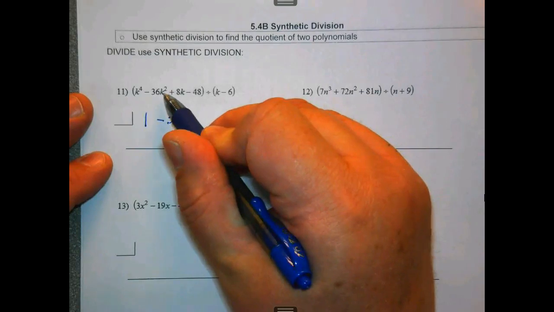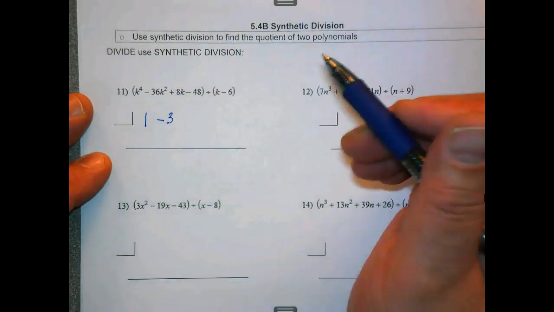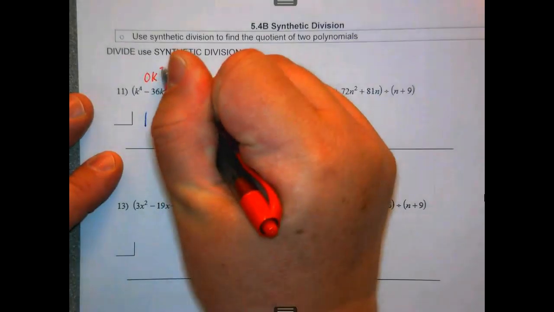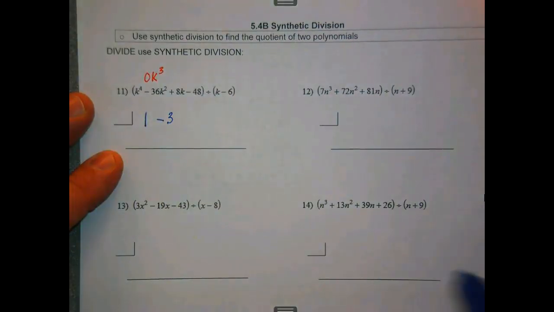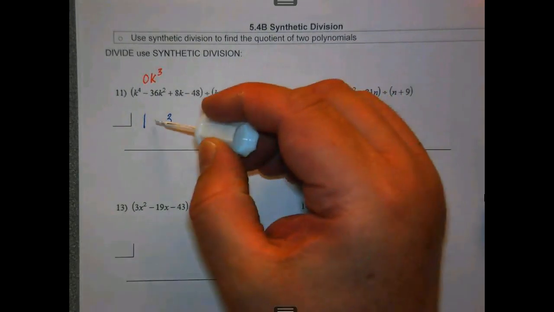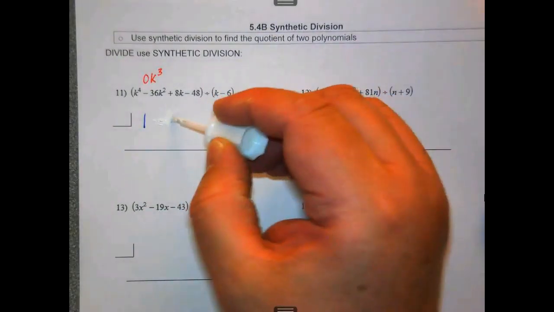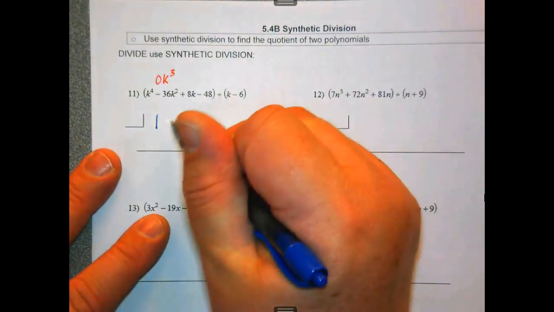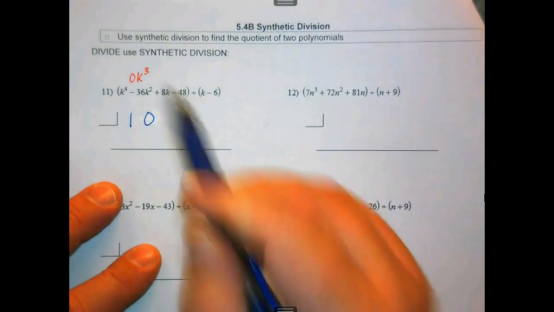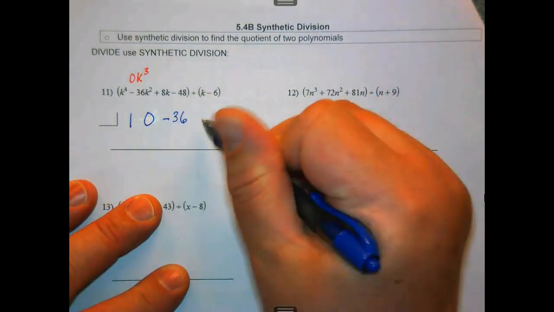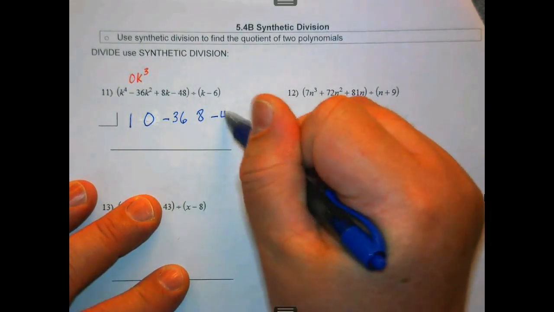Oh, what do I have for k cubed? What's my coefficient for k cubed? 0, right? I have a 0 k cubed here. I almost made the mistake and forgot to put the 0 there. Okay, this coefficient is actually 0. I would have gone through the whole problem and made a mistake there. I need a 0 there. Then I have a minus 36 for my k squared, and a plus 8 for my k, and negative 48 for my constant.